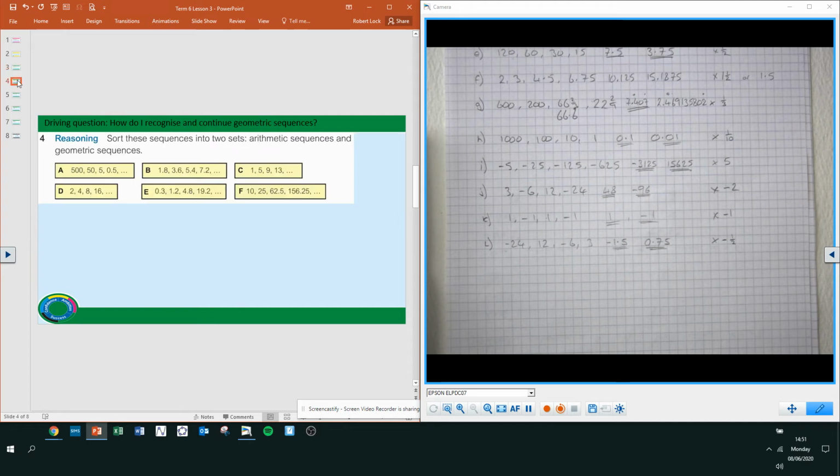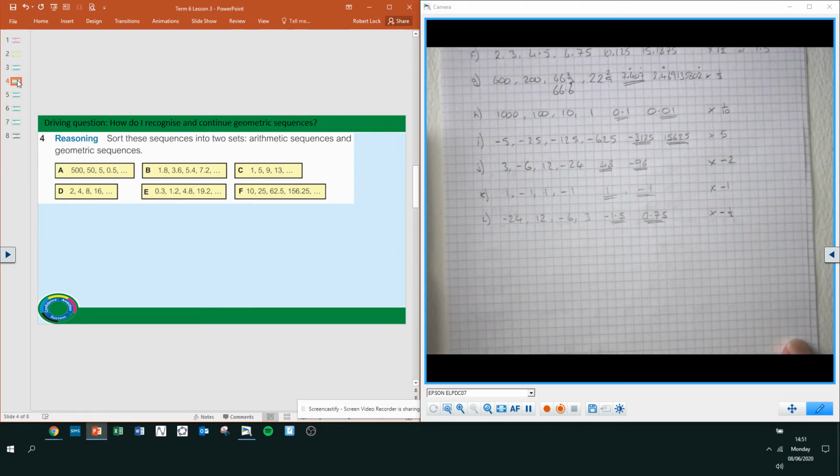Question 4. Sort these sequences into two sets, arithmetic and geometric.